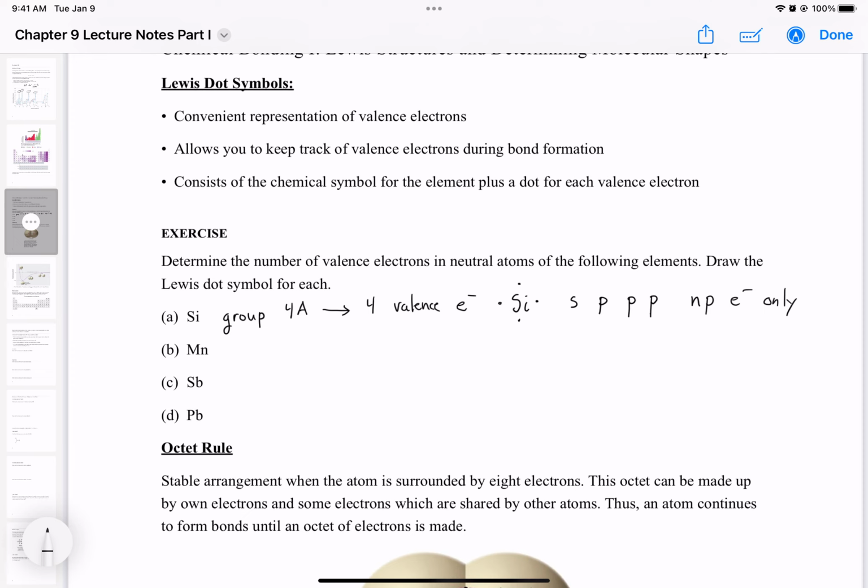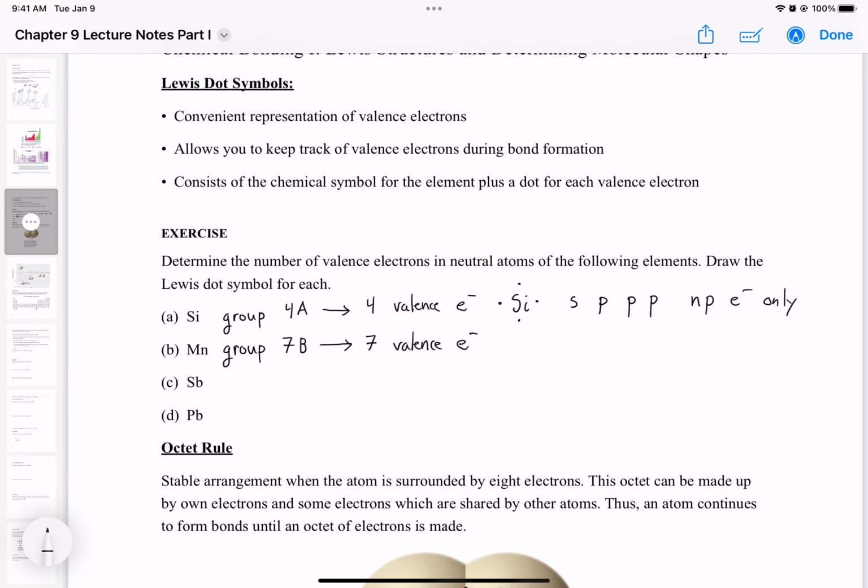But what about transition metals? Well, we look at manganese, group 7b. It has 7 valence electrons. So you may be asking, why do we consider these d electrons? Well, there's a little trick here.